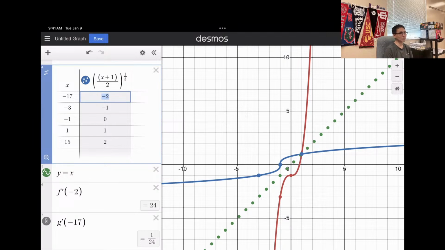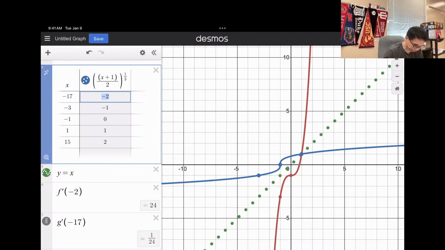All right, so do you see that f prime of -2 is equal to 24, but we use g prime of -17? Why -17? Because -2 and -17 are in the inverse relationship, and the slopes are in a reciprocal relationship. Now, one is an xy swap, and one is reciprocal to each other. Is this okay so far?